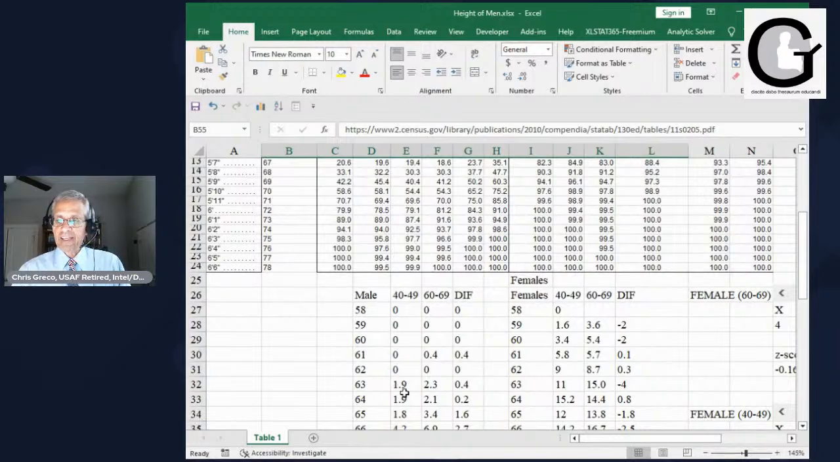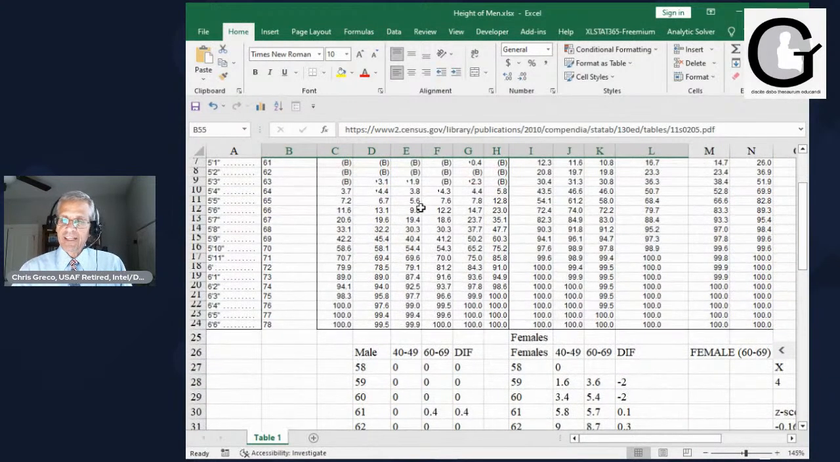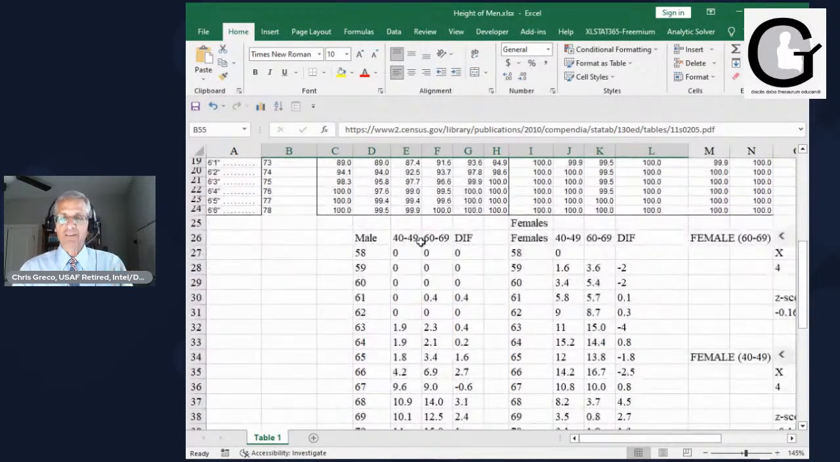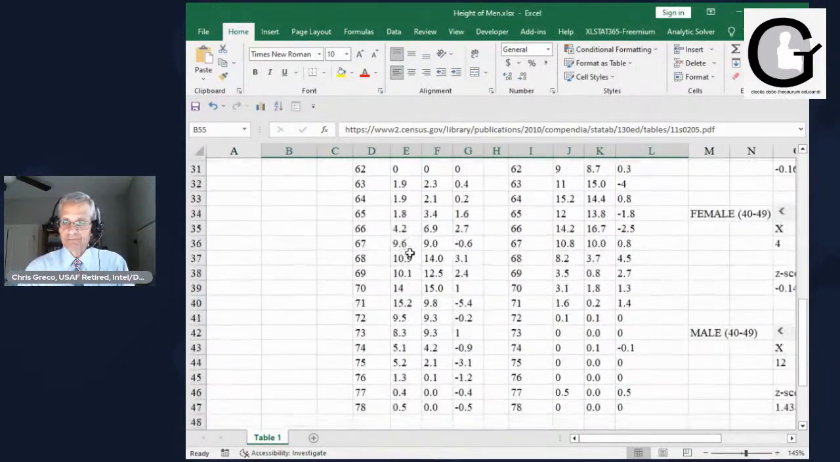But this 1.9 and 1.9, where did I get that from? I got that from this here, 3.8 minus 1.9. Then 5.6 minus 3.8, then 9.8 minus 5.6. Because I didn't want cumulative. I wanted to show the different percentages for each one of the inches of height.